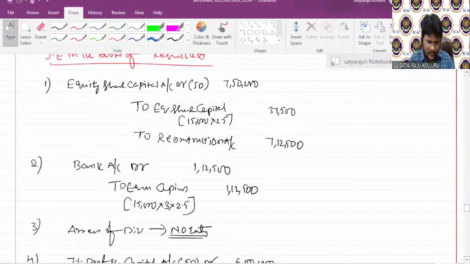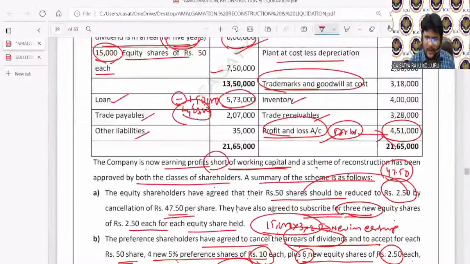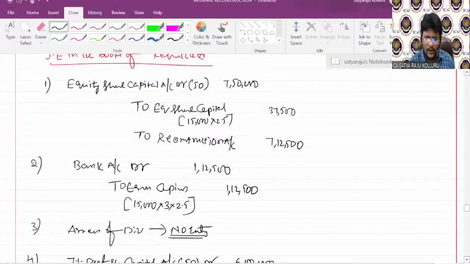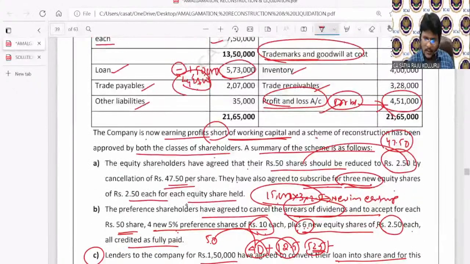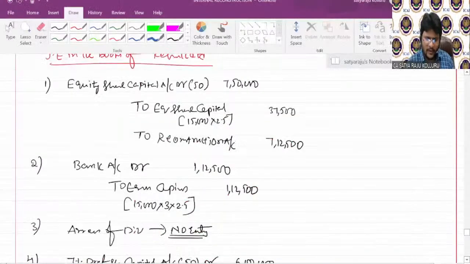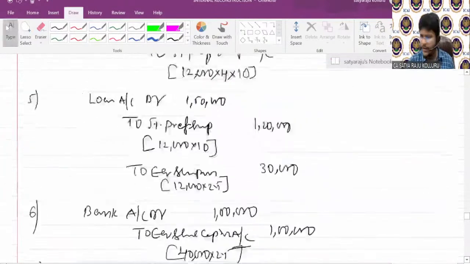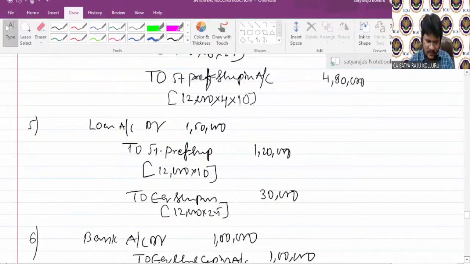Someone in the chat box, some student, is telling that's our second entry. So is it right, guys? All of you, can you please confirm? The second entry is correct only, right? Sir, they agreed to subscribe 3 new equity shares. Existing 15,000 equity shares are there. 15,000 into 3 into 2.5. Okay. Preference shareholders also, we made it correctly. Yeah, everything is fine. Right? Can I continue, guys?